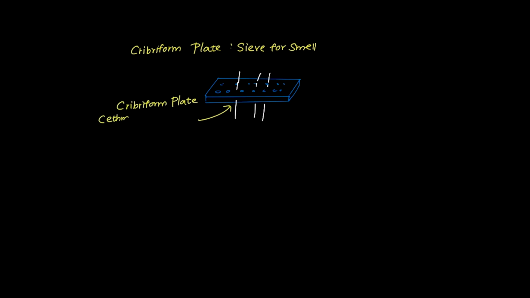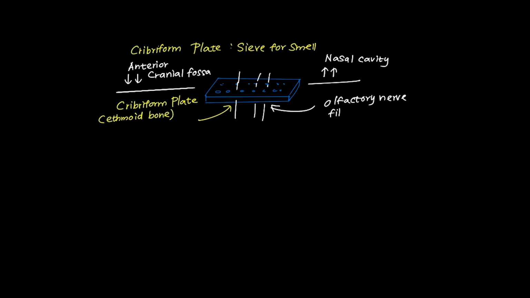Olfactory receptor cell axons need to get from the nasal cavity up to the olfactory bulbs in the anterior cranial fossa. The bony barrier between these two spaces is the cribriform plate of the ethmoid bone. It's perforated with tiny holes, sieve-like, and the nerve fibres thread through those perforations to reach the bulbs above. The foramen magnum is the large opening in the occipital bone at the posterior skull base, where the spinal cord passes through. It's at the back and bottom, nowhere near the nasal cavity.